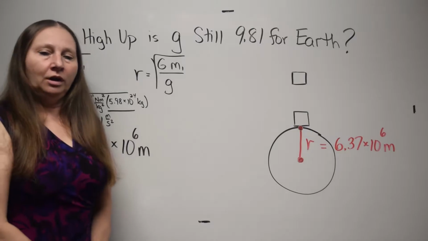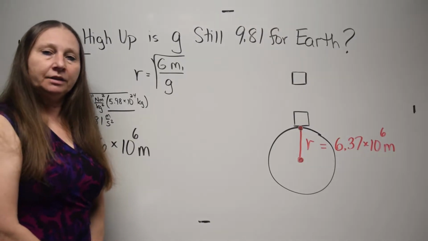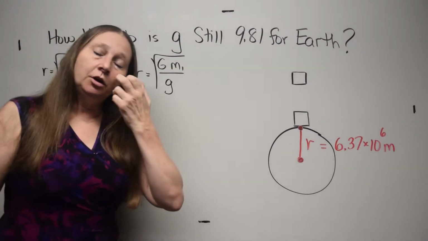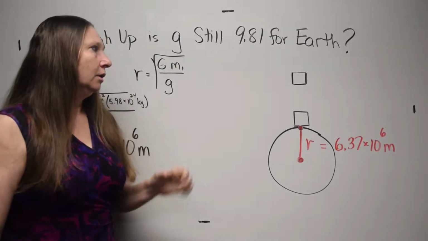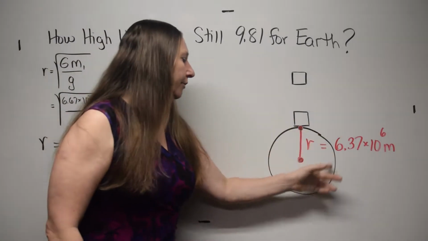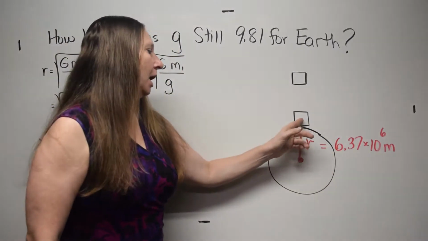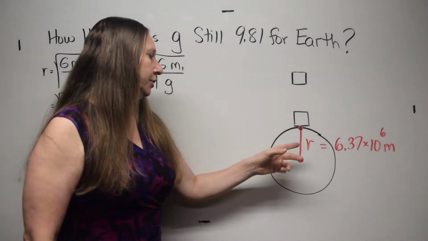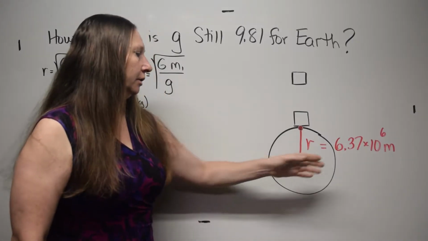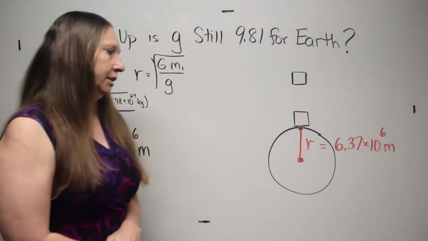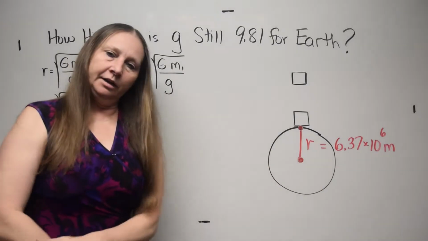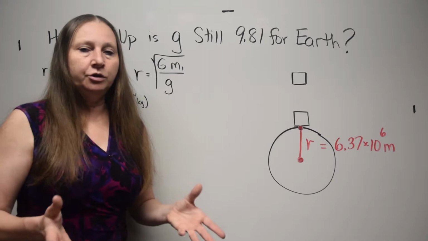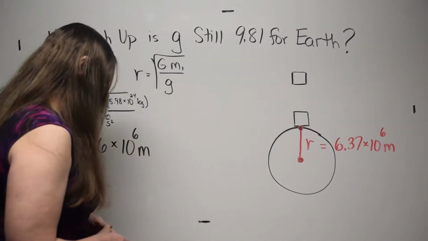So why are we calling g a constant? In other words, how high up is g still going to be 9.81 on the Earth? Here we have a picture of the Earth and a box on the surface of the Earth. The radius of the Earth, or the distance between the box and the center of the Earth, is 6.37 times 10 to the 6th meters. You can find that information, again, on the front page of your reference tables. The average or mean radius of the Earth.